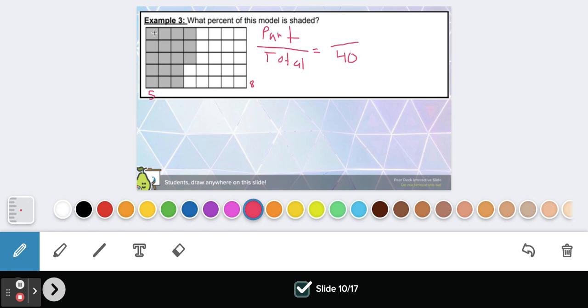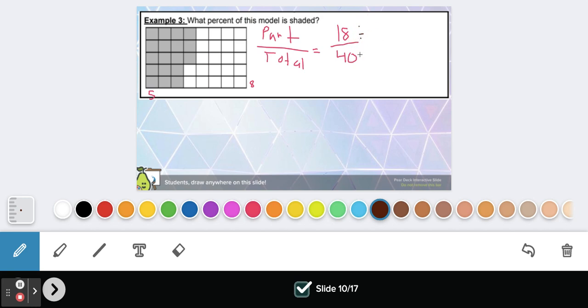And the ones that I have shaded 1, 2, 3, 4, 5. So 5, 10, 15, 16, 17, 18. So I have 18 over 40. All right, so if I have 18 over 40, remember how we talked about simplifying fractions? We can do that here, okay?